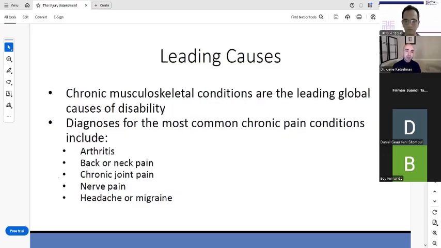These chronic conditions are a global cause of disability, and diagnoses for the most common chronic pain conditions include things like arthritis, back or neck pain, chronic joint pain, nerve pain, and headaches or migraines.